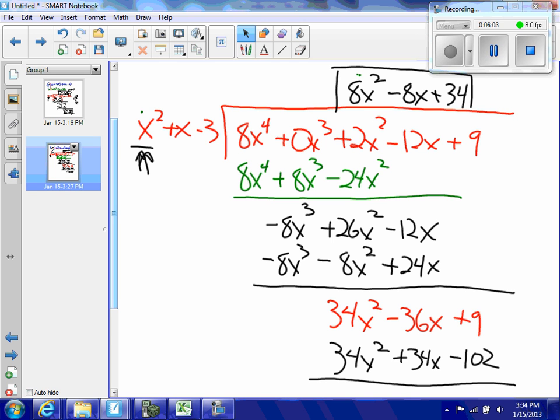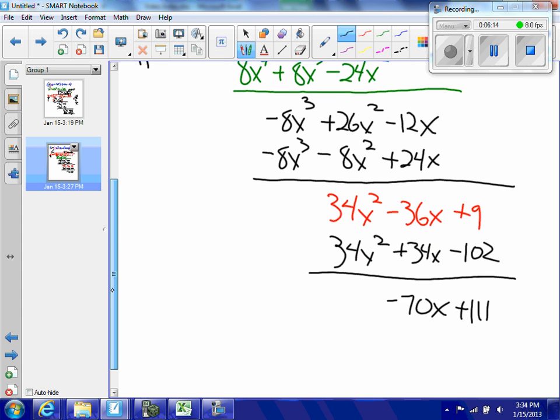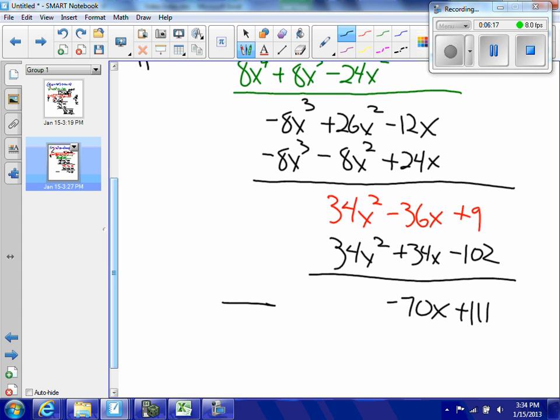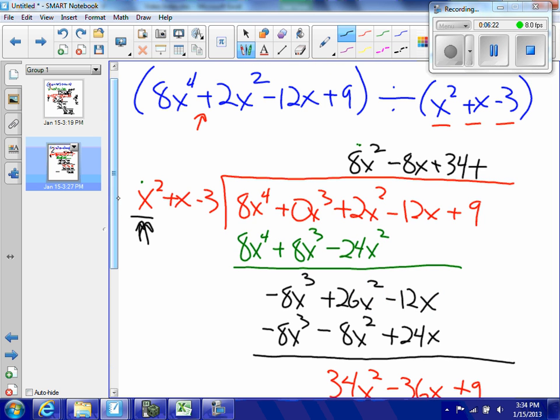That's my quotient. I'm going to erase that box I just put around it. Plus, I have a remainder. And my remainder is negative 70x plus 111. So plus negative 70x plus 111 over my divisor, x squared plus x minus 3. So this is the answer to the problem.